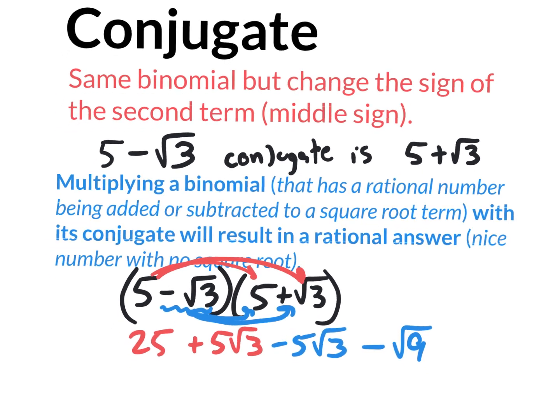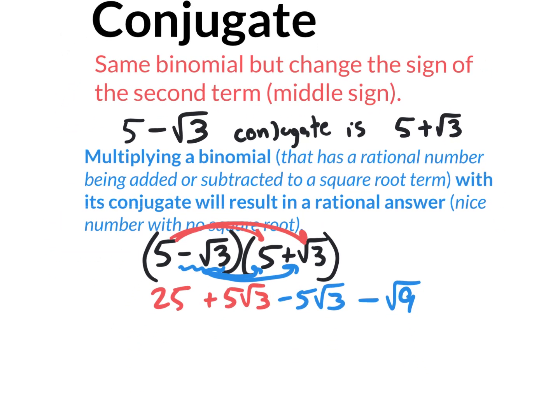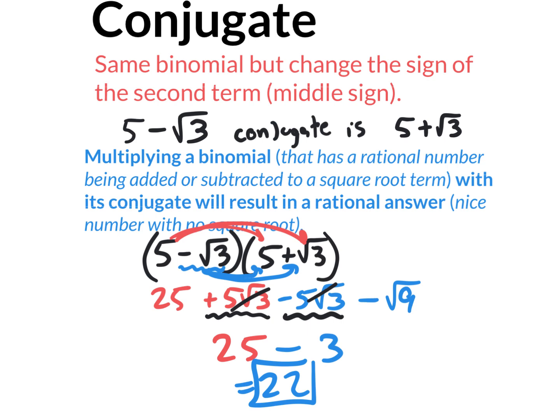So, could I simplify that? Could I combine anything? Yeah, the middle terms. What happens here and here? Cancel out. So I have the nice, beautiful number 25. I have the minus sign. And what about the square root of 9? 3. That's 3, right? So I just really have 25 take away 3, giving me 22 as my final answer. So anytime you have a binomial and multiply it with its conjugate, you get a nice, beautiful answer.